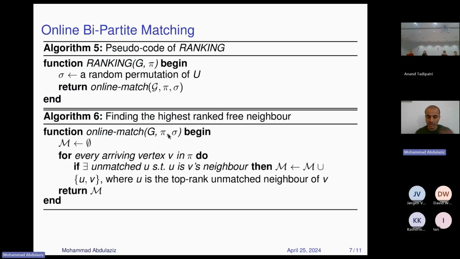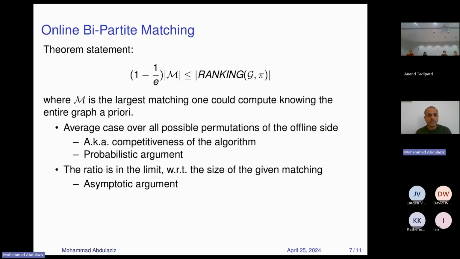On the slide before, you have the online side, and for every vertex that arrives online, you see if it has an unmatched neighbor. If it has any unmatched neighbors, then you take the top ranked one, and you go on. You do that for every arriving vertex. So what can you prove for such an online algorithm?